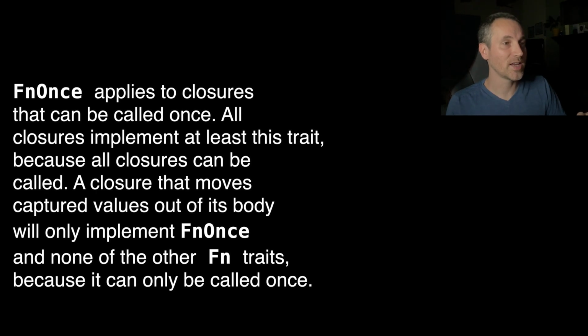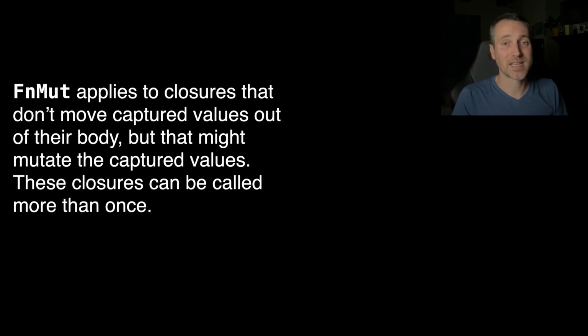We have FnOnce, we have FnMut, and then just plain old Fn. I'm going to read the text on the screen right now. FnOnce applies to closures that can be called once. That means they're only being used once. All closures implement at least this trait, because all closures can be called. So it makes sense, and what it's saying is that every single closure implements this one or more. FnMut means that it doesn't necessarily move the values in the closure out into the environment, but it might mutate some of the values in the closure, and they can also be called more than once.